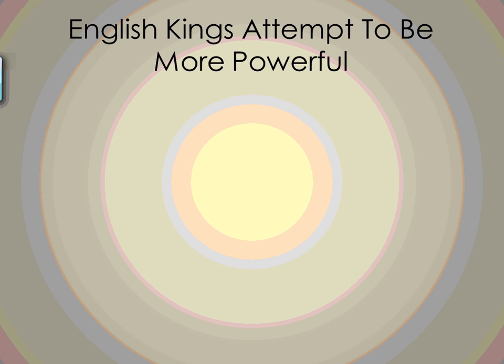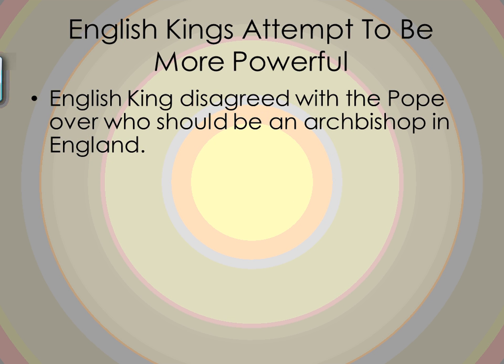Okay, so kings after William died, the kings in England attempted to become more powerful. Let me give you some examples of this. One example is an English king disagreed with the Pope. He disagreed with him over who should be an archbishop in one of the cities in England. Normally, this is a decision the Pope would make.